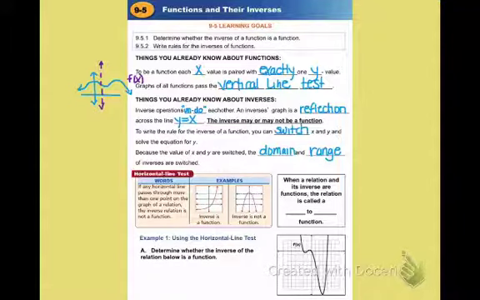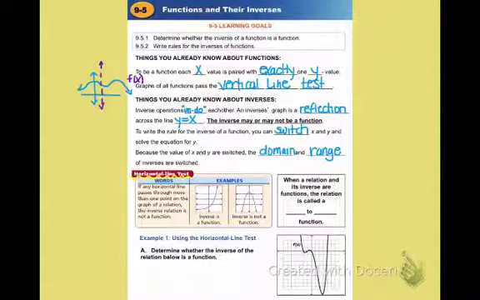Well, there's a test that we can use that doesn't really involve us having to look at the graph of this new inverse function, inverse relation at all. We can just simply look at whatever the original function is, and we'll be able to tell if its inverse will also be a function. And that thing's called the horizontal line test.